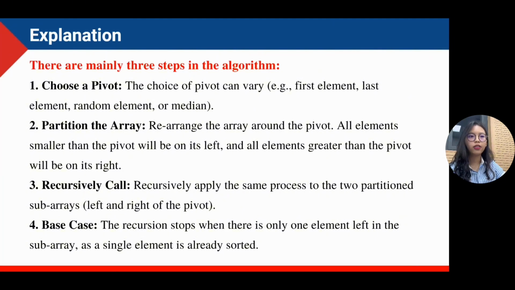First of all, you choose the pivot. It can vary. You can choose the first element, the last, a random one, or the median of the list. Secondly, partition the array, which means you rearrange the array around the pivot. All the smaller elements will be on the left and the greater on the right. Then you recursively apply the same process, partitioning the subarrays, and it keeps calling recursively until it meets the base case.